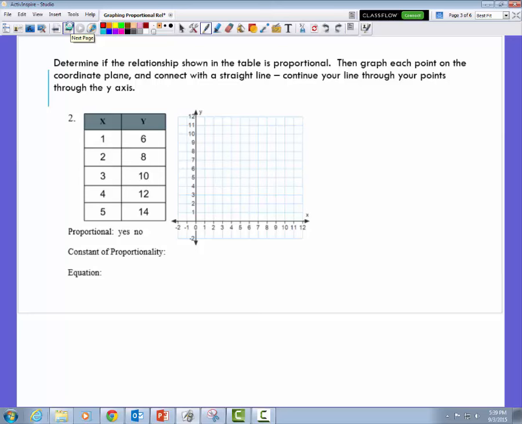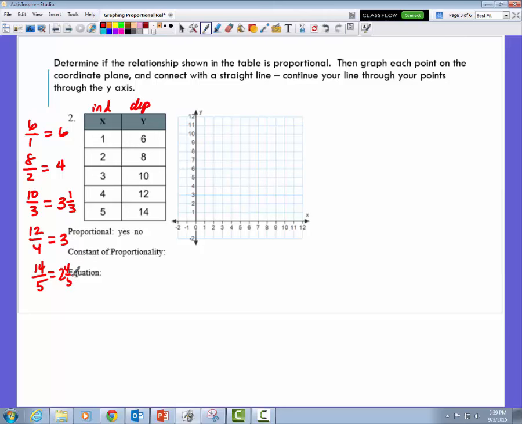Let's determine if the relationship, okay, same exact type of problem. Let's take a look at this beast and make sure it's proportional. I'm going to compare, see, this is the independent and this is the dependent variable. 6 compared to 1, and then 8 compared to 2, 10 compared to 3, 12 compared to 4, and 14 compared to 5. Now let's look at what happens here. I have 6, I have 4, I have 3 and 1/3, I have 3, I have 2 and 4/5.